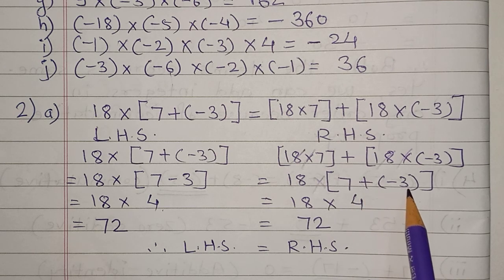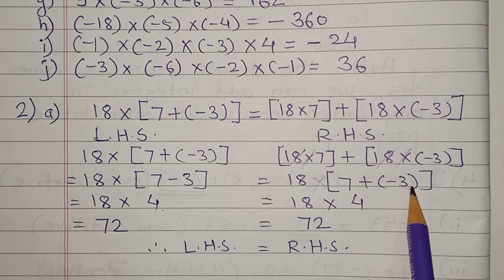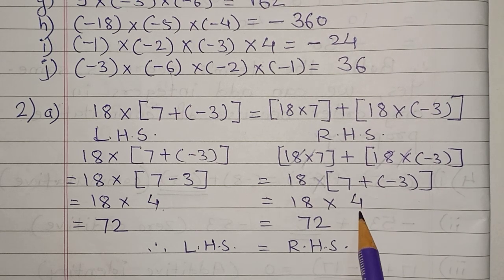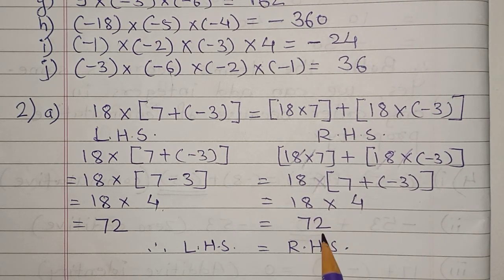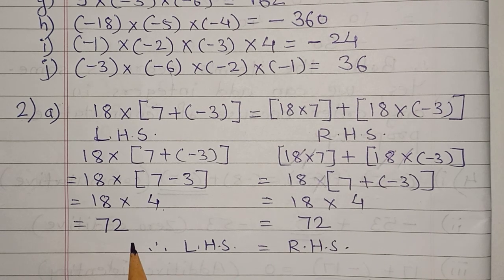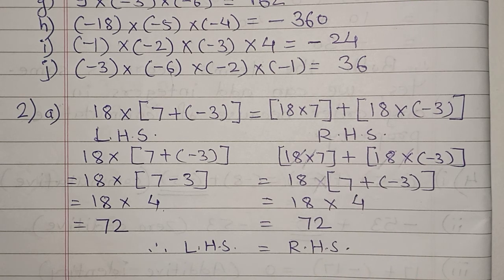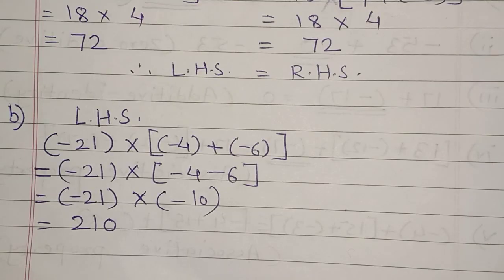7 plus minus 3. Let's solve the bracket. It gives again 7 minus 3, so the answer is 4. 18 into 4 is 72. Since the left hand side and right hand side are equal, it is proved that these equations are equal. Let's see the next one. Question number B.